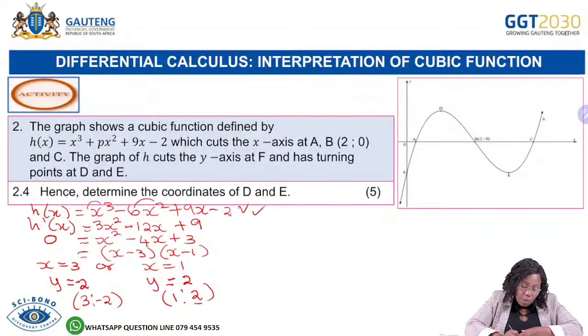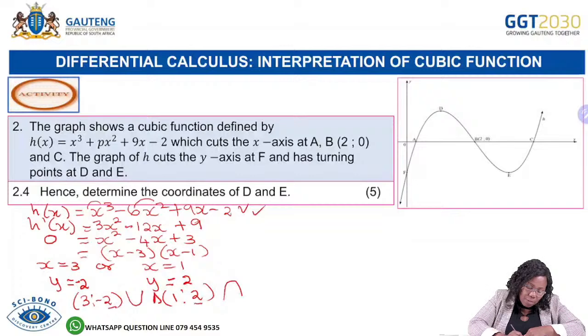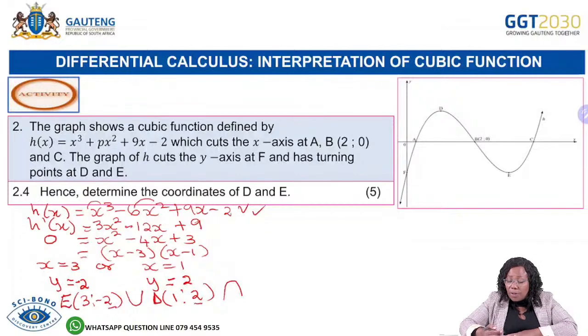And then now by comparing the x and y values, this one is bigger, that means it's maximum, this one is minimum. Now we can tell which one is for D and which one is for E. Which one is for D, grade 12? Where y is positive and maximum, that means this is D, and this one will be the turning point of E.